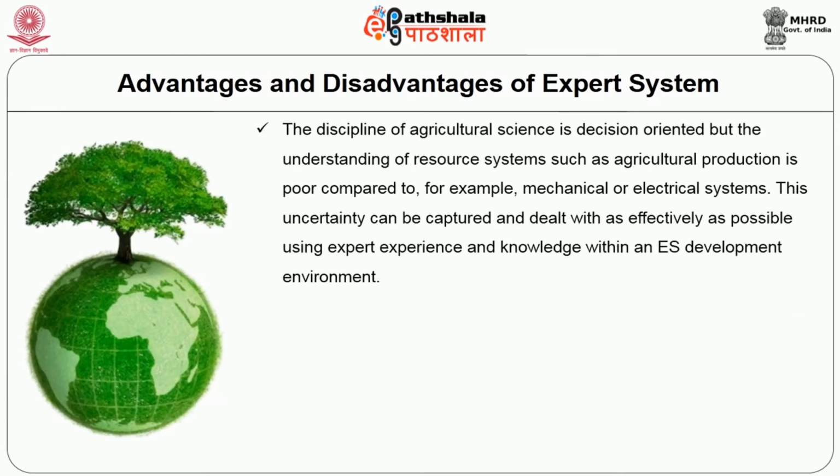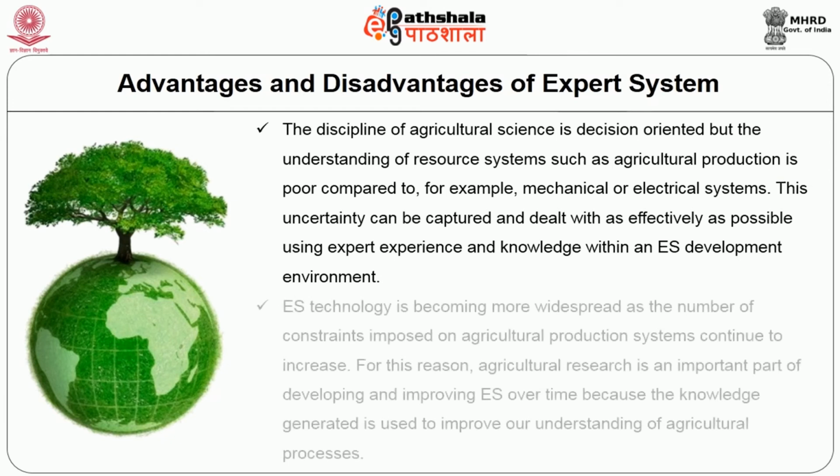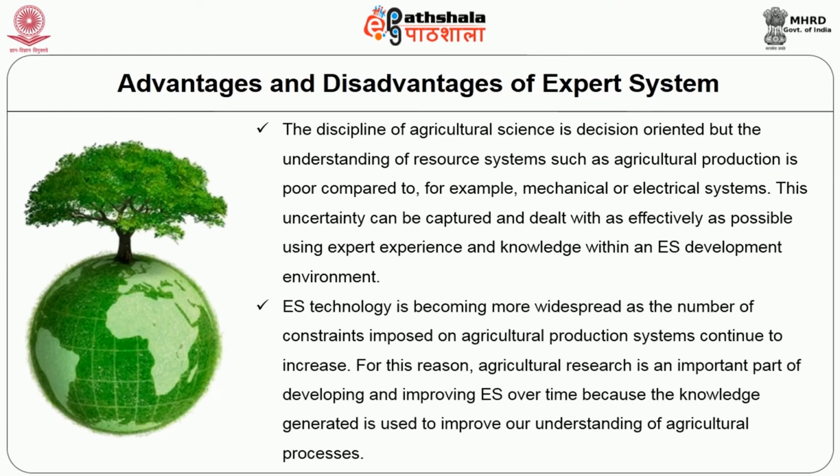The discipline of agriculture science is decision oriented, but the understanding of resource systems such as agriculture production is poor compared to, for example, mechanical or electrical systems. This uncertainty can be captured and dealt with as effectively as possible using expert experience and knowledge within the expert system. Development environment. Expert system technology is becoming more widespread as the number of constraints imposed on agriculture production systems continues to increase. For this reason, agriculture research is an important part of developing and improving expert systems over time, because the knowledge generated is used to improve our understanding of agriculture processes.